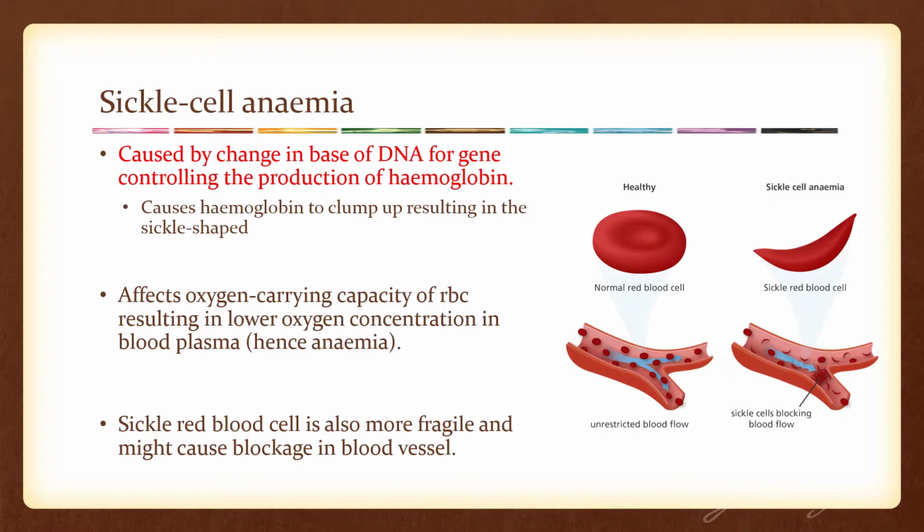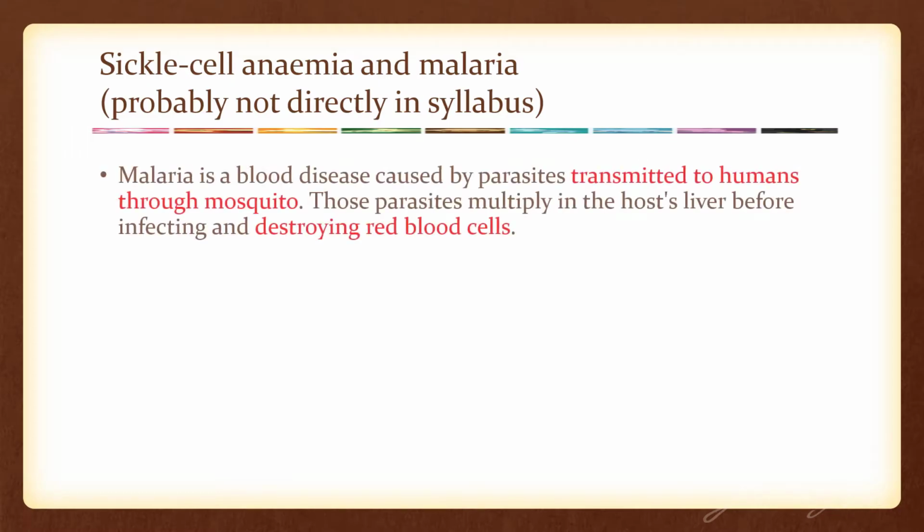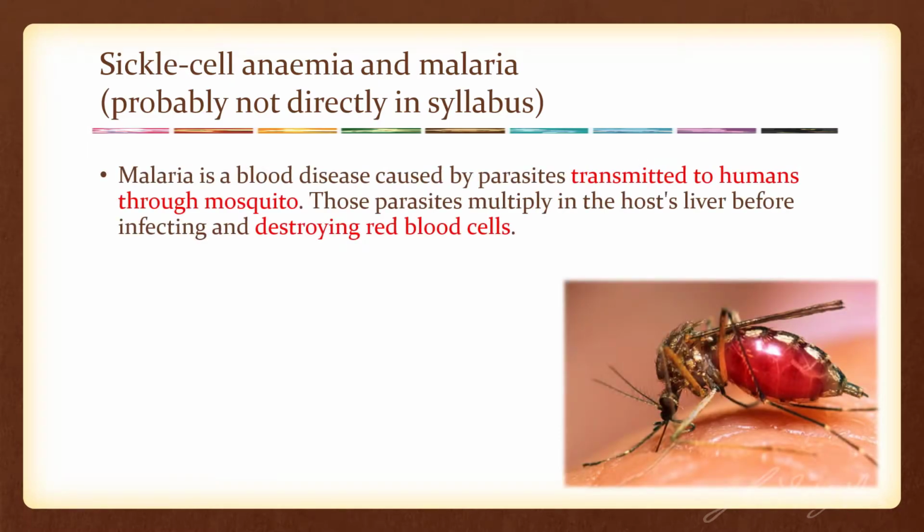However, sometimes having this sickle-shaped red blood cell might have an advantage. This is probably not directly inside your syllabus, but nevertheless, it's a good example whereby a negative phenotype might have some advantage. So let's talk about malaria and sickle cell anemia together. Malaria is a blood disease transmitted by mosquito, something like your dengue fever. And most of the time, the parasite will destroy red blood cells.